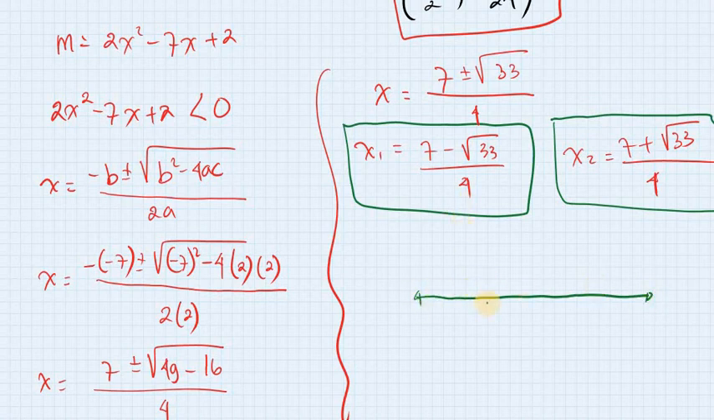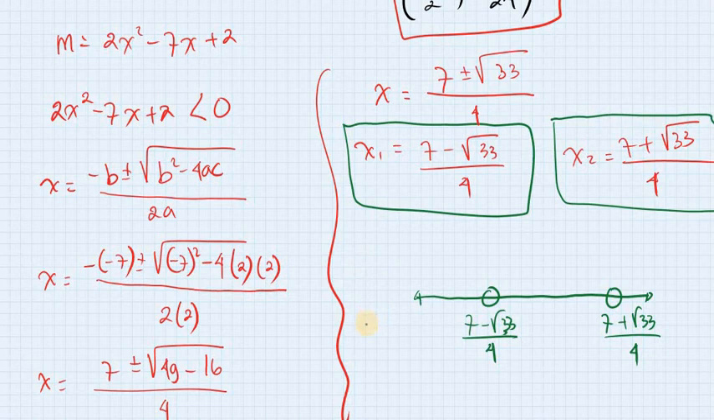It's coming from this one because this is open, without the equal sign. So between (7 minus square root of 33) over 4 and (7 plus square root of 33) over 4. If we do a quick calculation, square root of 33 is somewhere between 5 and 6. Let's say 5.5. So 7 minus 5.5 is positive, divided by 4 is positive. So it means the value over here is more than 0.